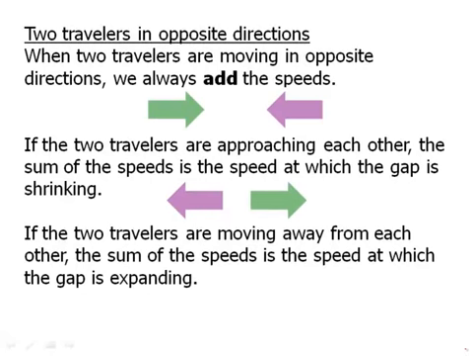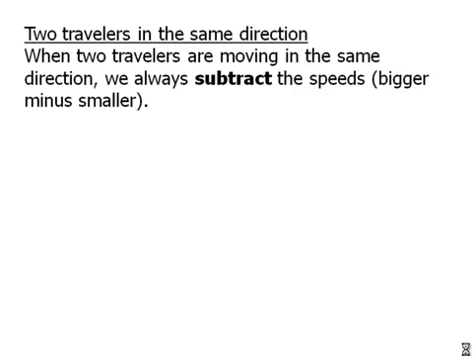So we'll have to think about the details of the problem to figure out whether a gap is shrinking or expanding, but as long as the direction is opposite, we add the speeds. Now, if they're moving in the same direction, we subtract the speeds, and we always do bigger minus smaller just so we get a positive number.